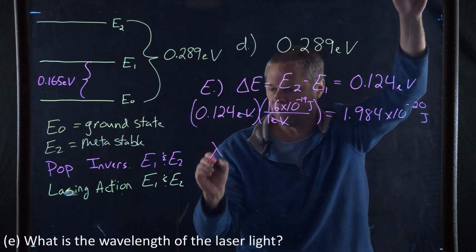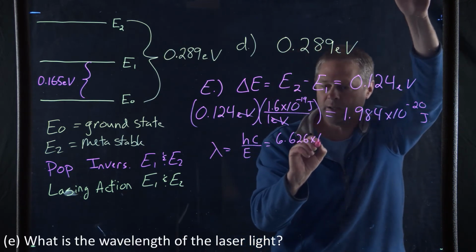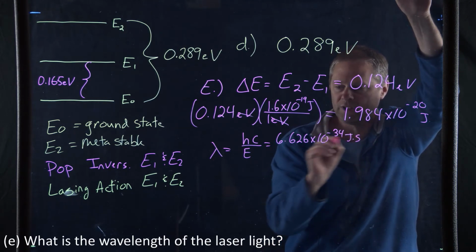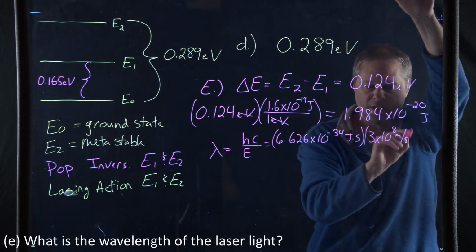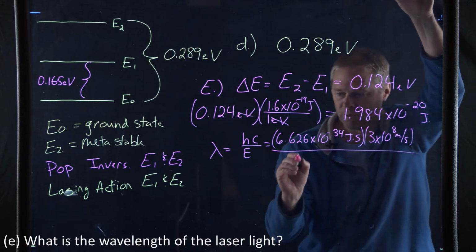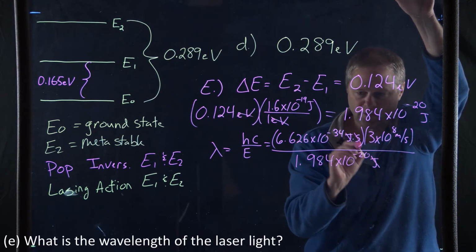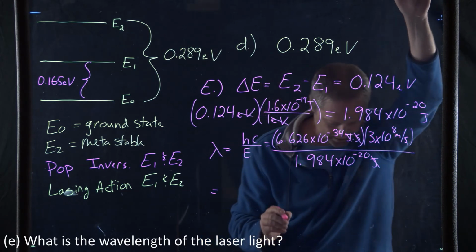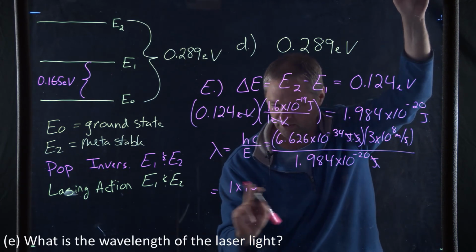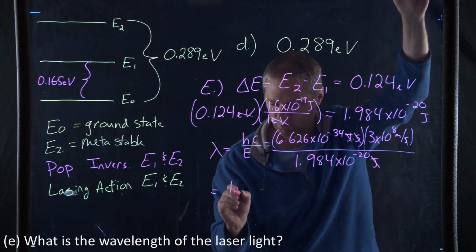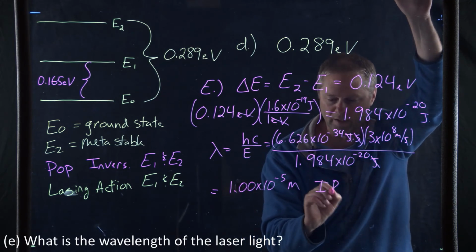All right, once again, we can find our lambda. Our lambda is going to be equal to hc divided by E, which is 6.626 times 10 to the minus 34 joule second times our speed of light, which is 3 times 10 to the 8th meters per second, divided by our energy, which is 1.984 times 10 to the minus 20th joule. Joules cancel, seconds cancel, leaving units of meters. This becomes equal to 1.00 times 10 to the minus 5th of a meter, which is in the infrared regime.